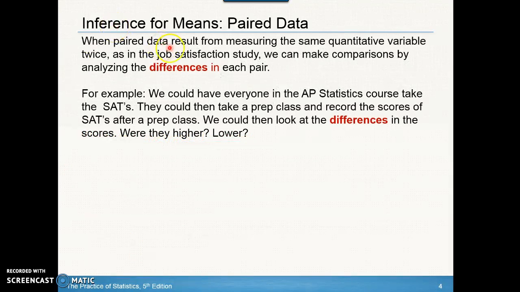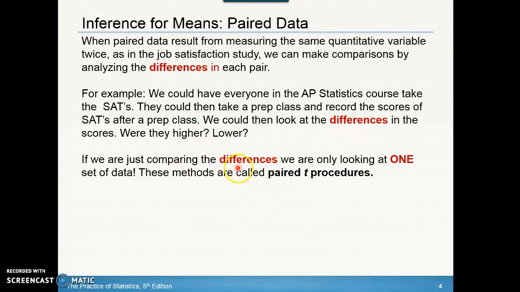When paired data results from measuring the same quantitative variable twice, as in the job satisfaction study, we can make comparisons by analyzing the differences in each pair. Here's an example. We could have everyone in the AP Statistics course take the SATs. They could then take a prep class and record the scores of the SATs after the prep class. We could then look at the difference in the scores. Were they higher or were they lower? Notice we're still only taking a look at one thing. In the end, we're just taking the scores from before and the scores after, subtracting them, and then asking, what are the differences? How did the differences change?